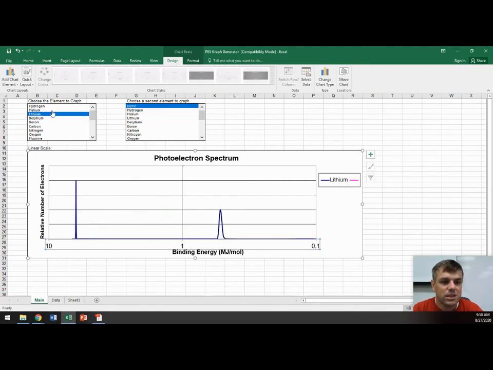If we look at lithium, here you'll notice there are two peaks. Lithium has three electrons. Its electron configuration is 1s2, 2s1. So these relative number of electrons, this would be two electrons and this would be one. You'll notice it takes a lot more energy to remove these two electrons that are closer to the nucleus in the 1s sublevel than these electrons in the 2s. As we move to beryllium, the same pattern emerges.